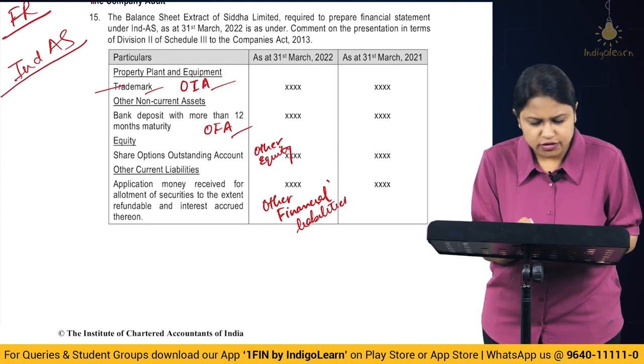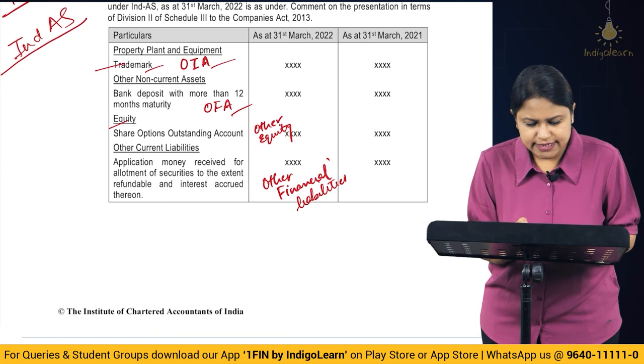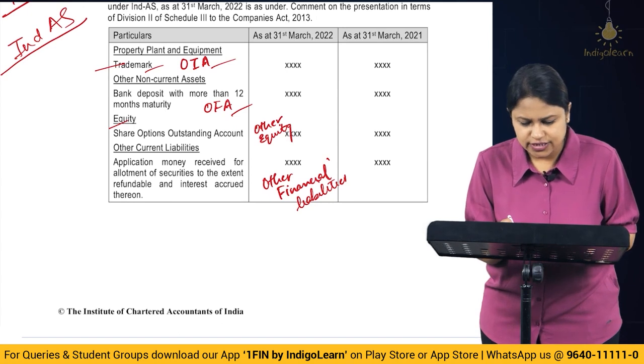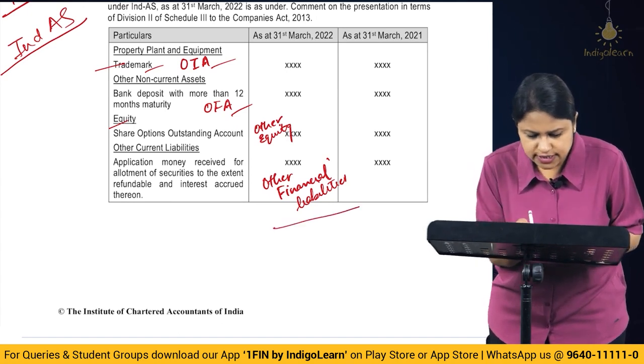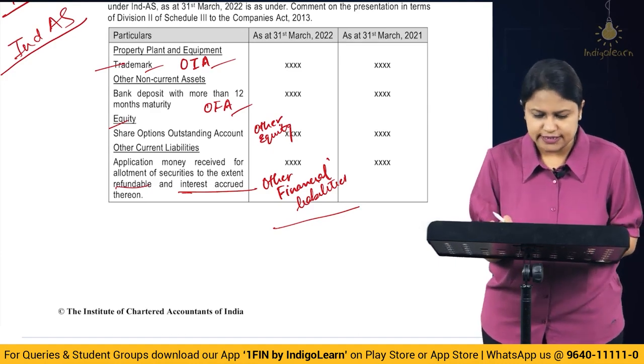Share option outstanding account will not be a part of equity; it comes under other equity. Other current liabilities have been given as application money received for allotment of securities, etc. That will come under other financial liabilities, because it is interest accrued thereon. So this will come under other financial liabilities.